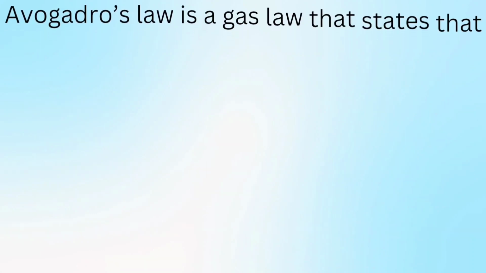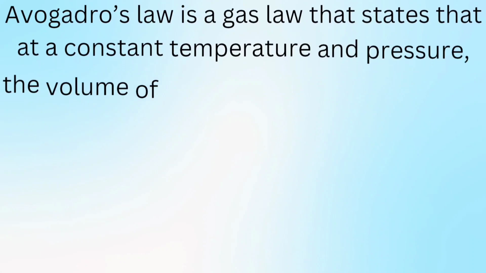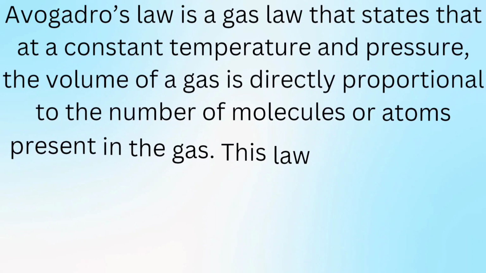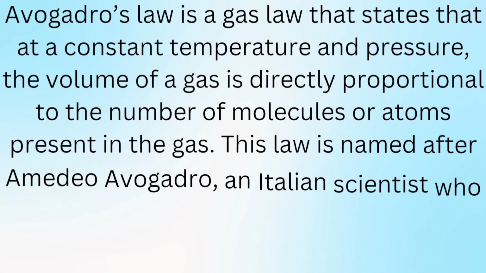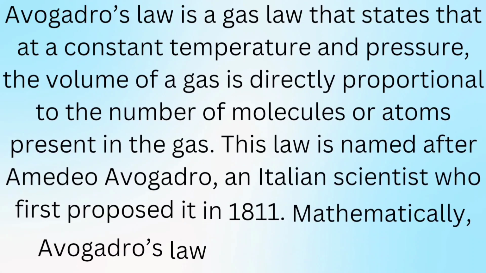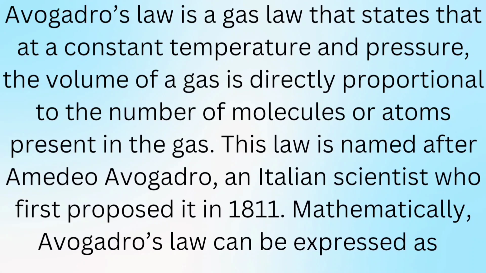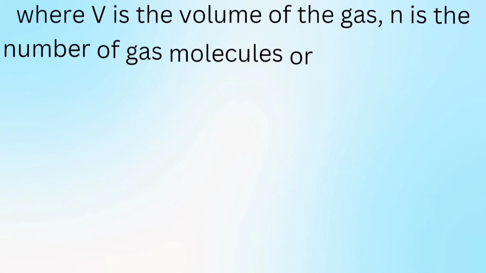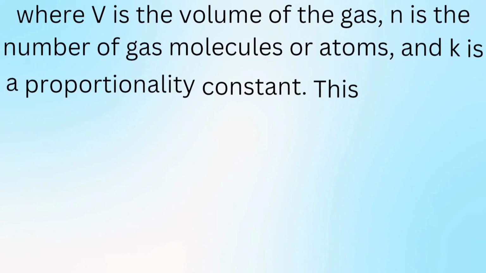Avogadro's law is a gas law that states that at a constant temperature and pressure, the volume of a gas is directly proportional to the number of molecules or atoms present in the gas. This law is named after Amedeo Avogadro, an Italian scientist who first proposed it in 1811. Mathematically, Avogadro's law can be expressed as V equals K times N, where V is the volume of the gas, N is the number of gas molecules or atoms, and K is a proportionality constant.